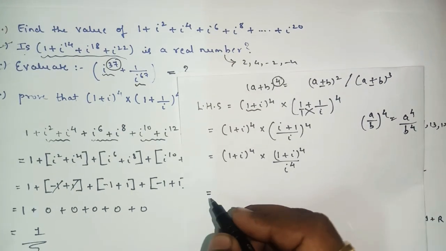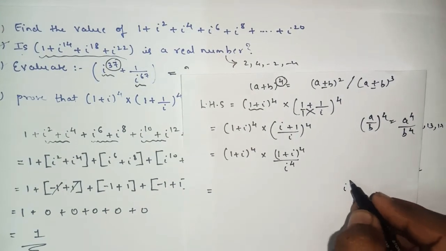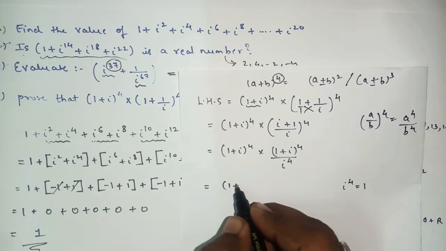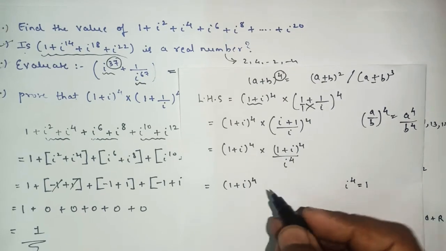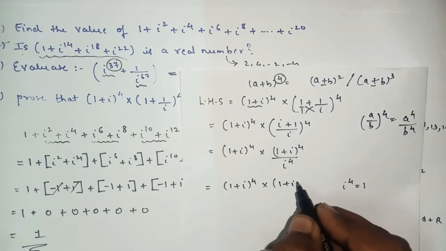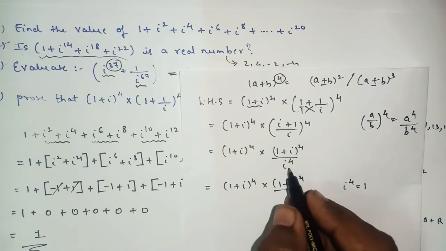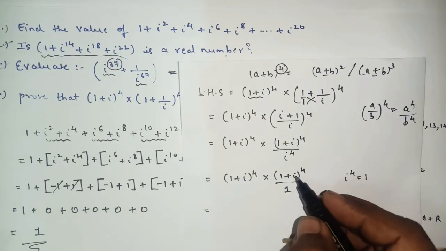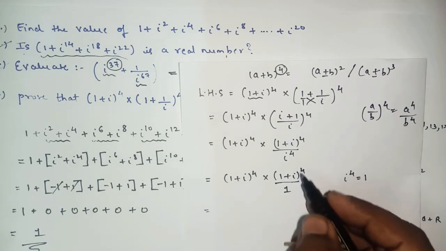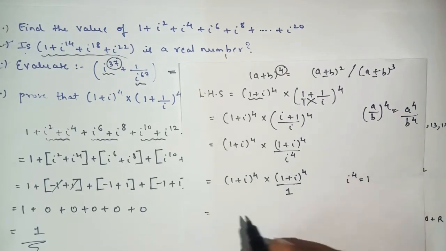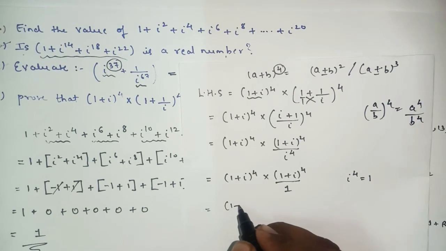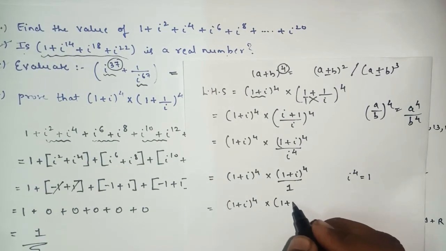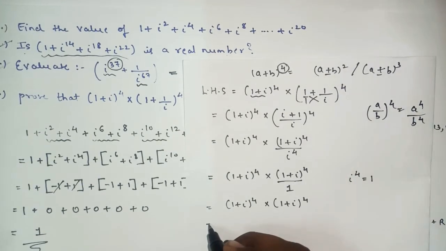After this, we know that the value of i raised to 4 is 1 directly. So we'll keep (1 plus i) the whole raised to 4 into (1 plus i) the whole raised to 4 upon i raised to 4, which we can write as 1 directly. Any term divided by 1 gives that same term. So in the next step you will get (1 plus i) the whole raised to 4 into (1 plus i) the whole raised to 4. Yes or no?